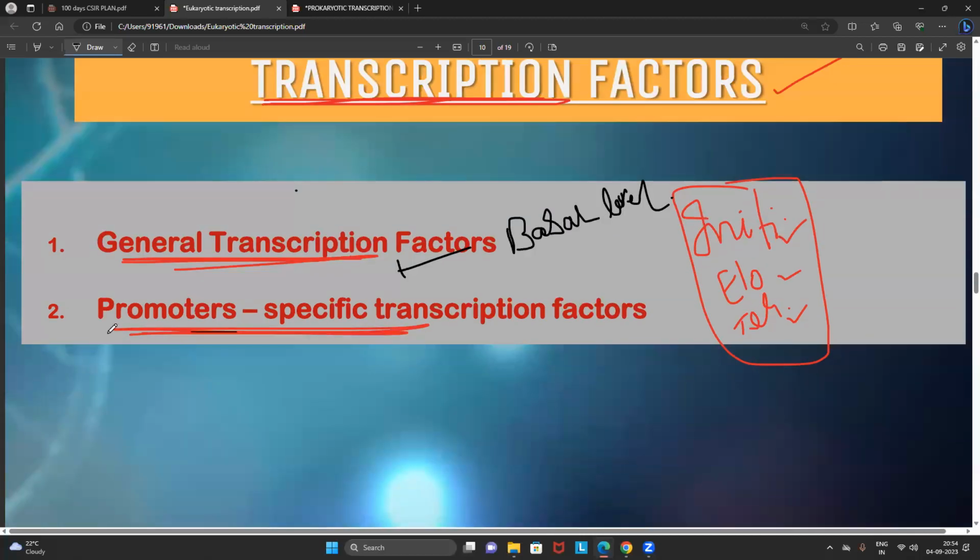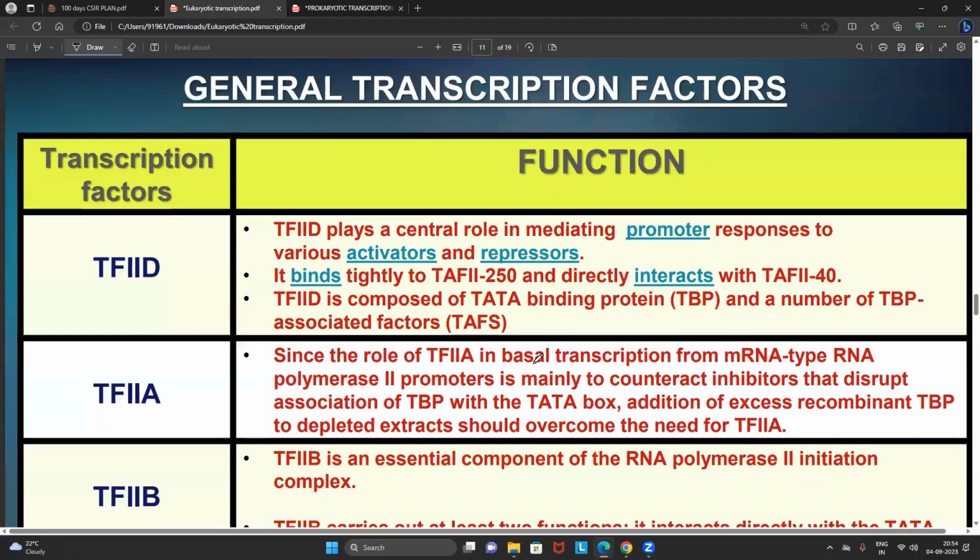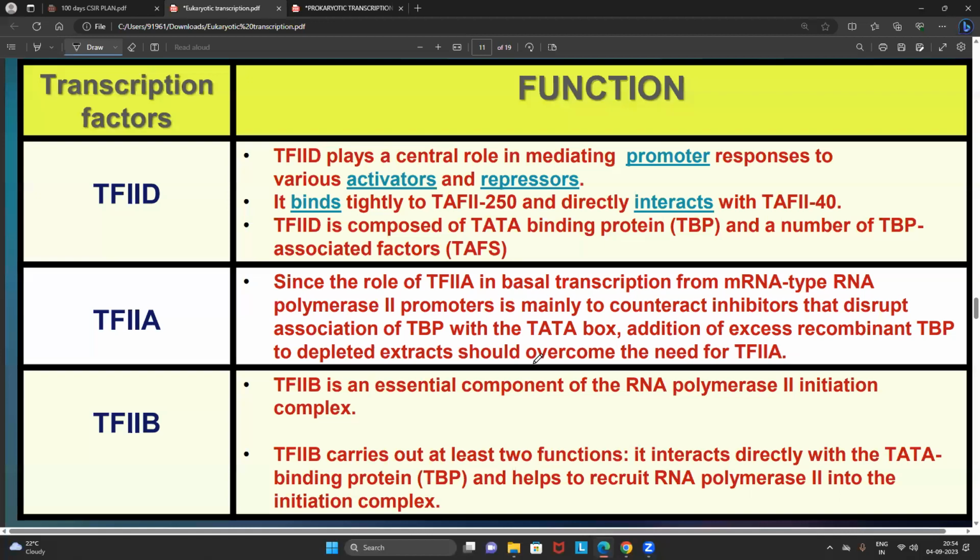But what about the promoter specific transcription factors? They attach exactly at specific sequences and they will allow the transcription to occur at the maximum level. Please don't get confused with that particular point, which we call promoter specific transcription factors. In tomorrow's class, we will understand how the initiation, elongation, and termination occur.